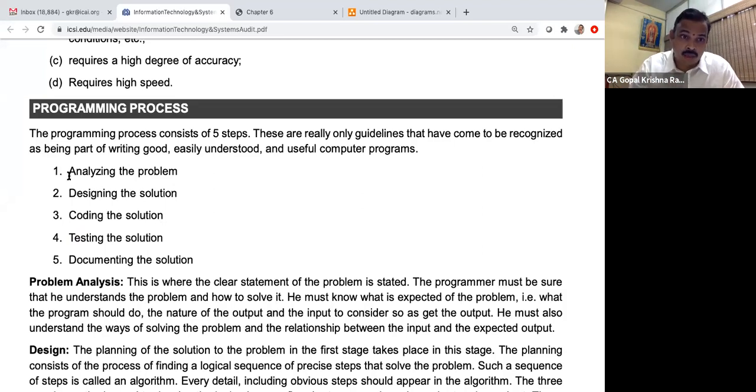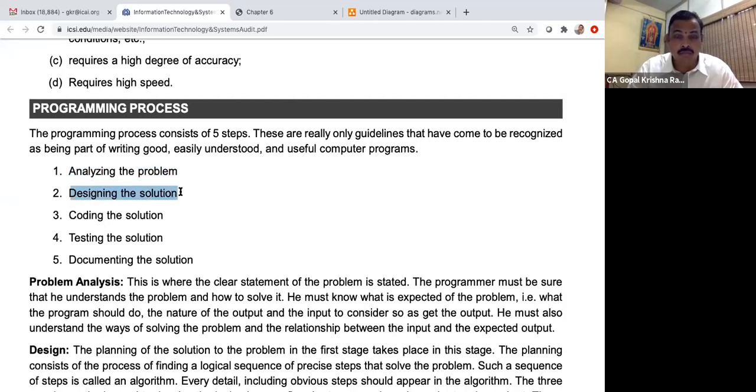So what is the problem now? Analyze the problem. It is Sunday. You don't have sabji at home. So you have to go and buy sabji, so that the food will be prepared. If food has to be prepared, you need sabji. Sabji is not there, so inventory is not there. So that is the problem.